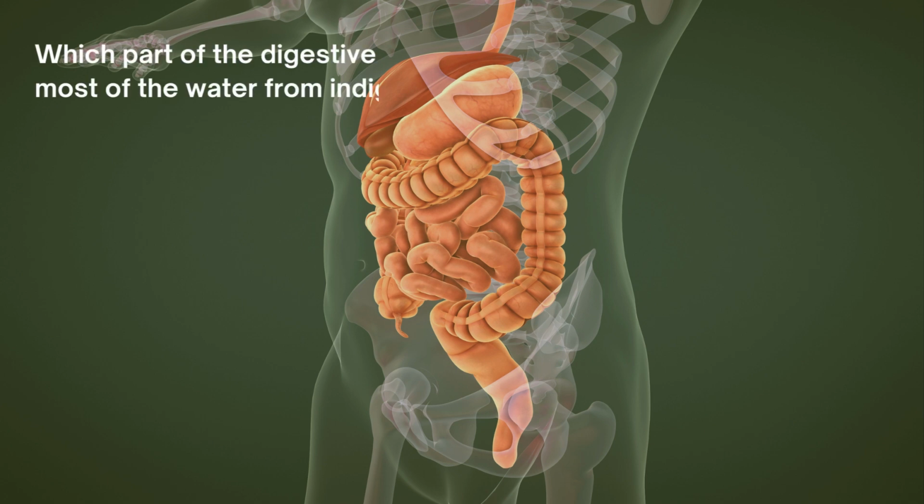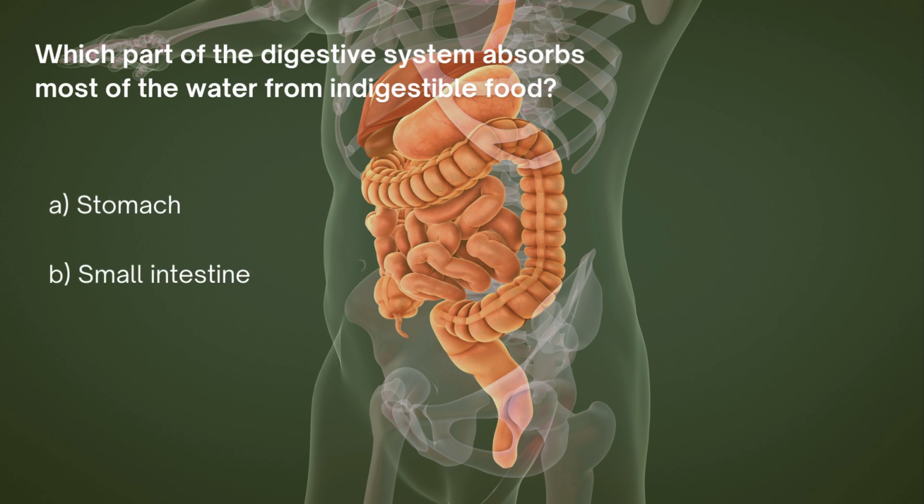Which part of the digestive system absorbs most of the water from indigestible food? A. Stomach. B. Small intestine. C. Large intestine. D. Pancreas.